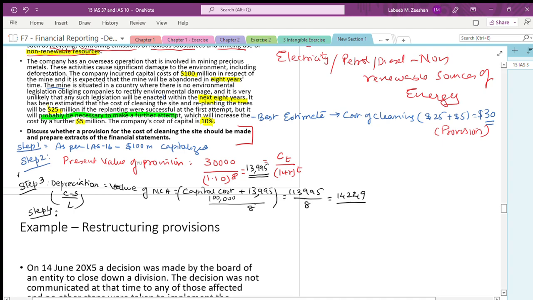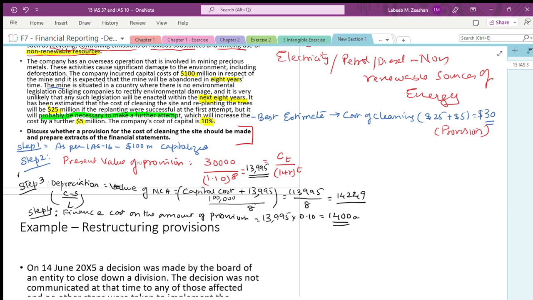When they are making the provision, definitely for that provision they have to pay the finance cost on the amount of provision. Is it right? How much is it? 13,995 times 0.10. It comes to how much? I can put it as 1,400 approximately.